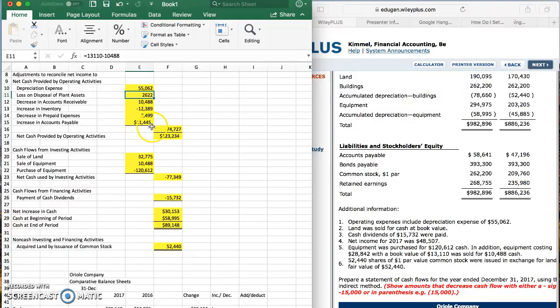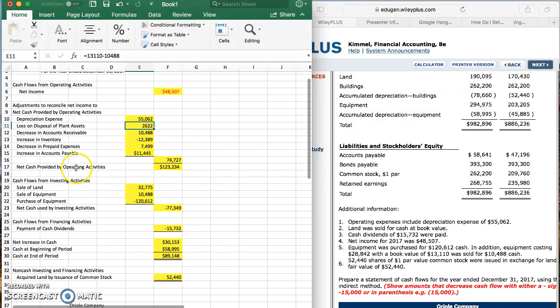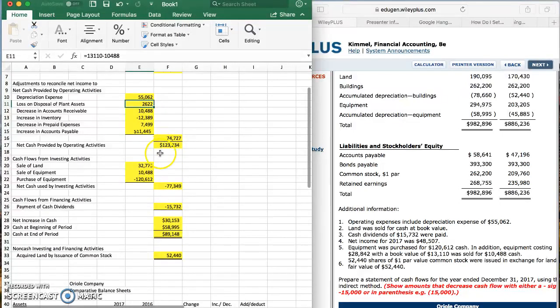And so we get the total here of the sum of these, $74,727. And then we get the net cash provided by operating activities by adding the net income to the sum of these adjustments to net income. So we get the total of $123,234 as the net cash provided by operating activities.